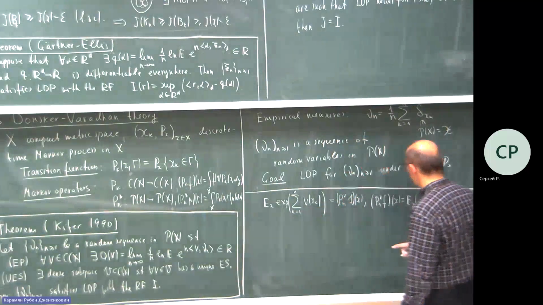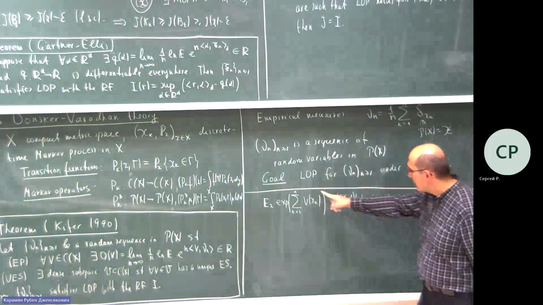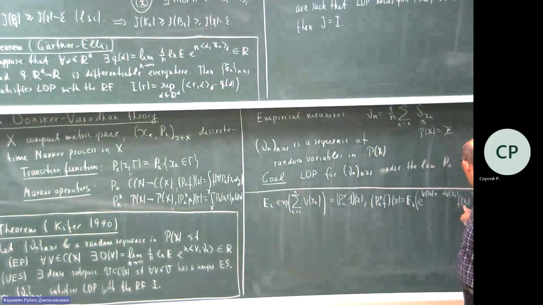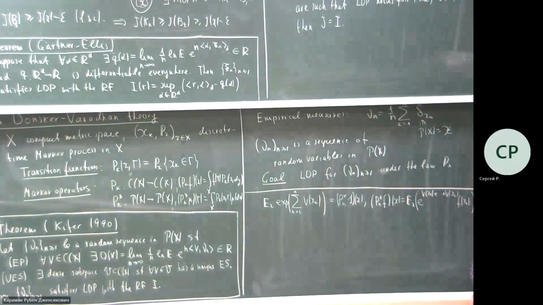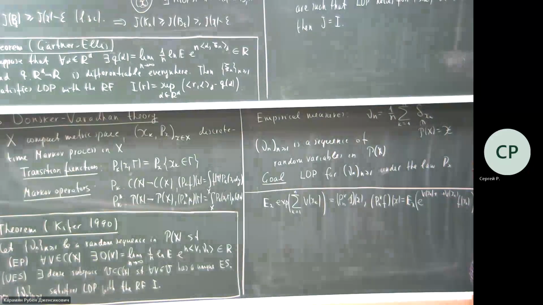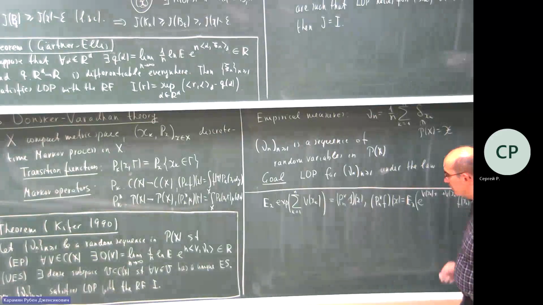So how do I define this operator? P_n^V on the function f at the point x is exactly this expression multiplied by f of x_n and averaged with respect to P_x. Right? So for the moment I haven't said anything.